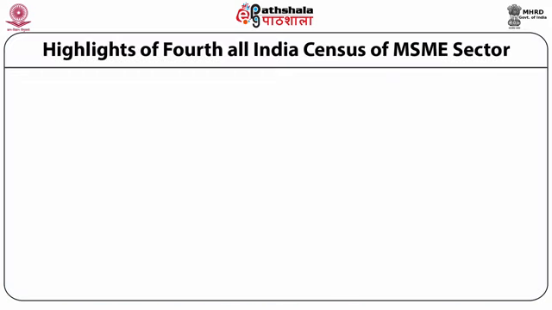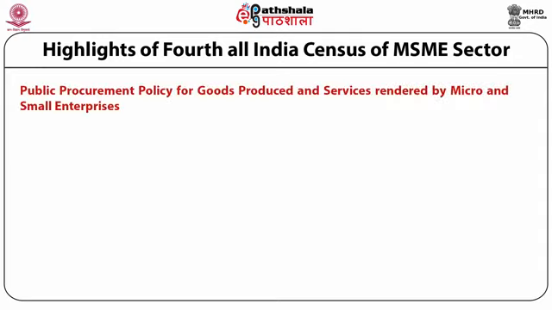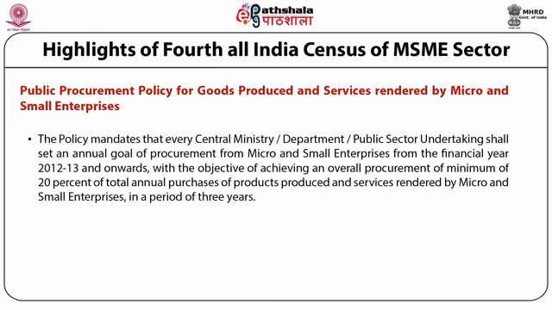Now, the basic highlights of the 4th All India Census of MSME sector show that there was a public procurement policy for goods produced and services rendered by micro and small enterprises. This policy mandates that every central ministry or department or public sector undertaking shall set an annual goal of procurement from micro and small enterprises from the financial year 2012-13 and onwards, with the objective of achieving an overall procurement of minimum 20% of total annual purchases of the products produced and services rendered by micro and small enterprises in the period of 3 years.